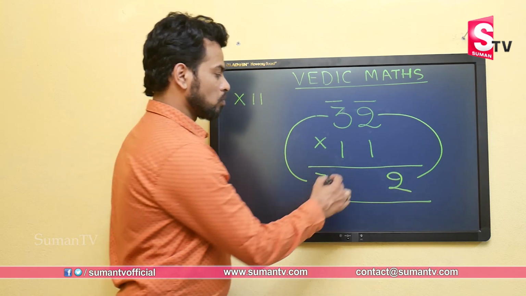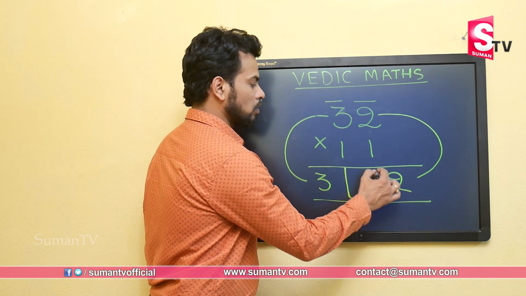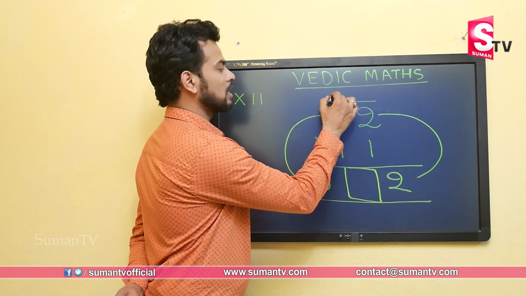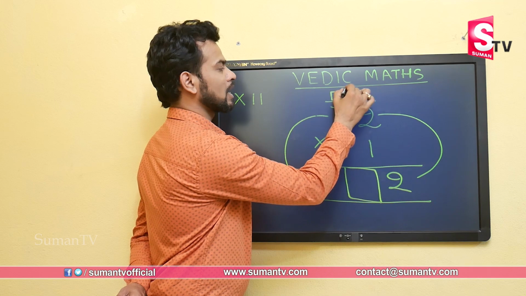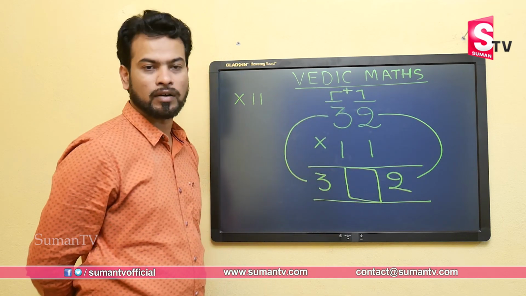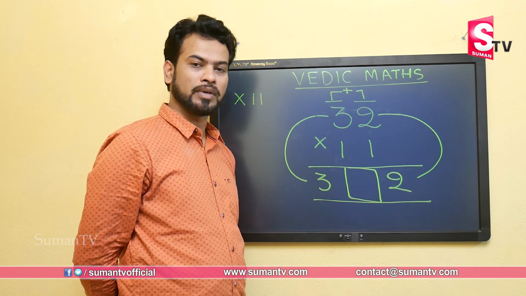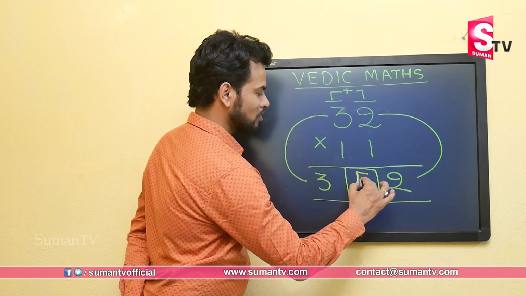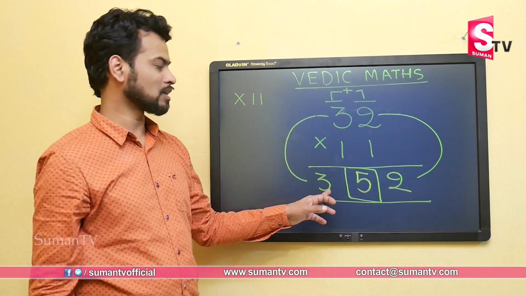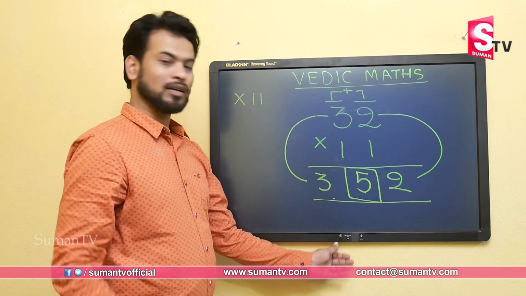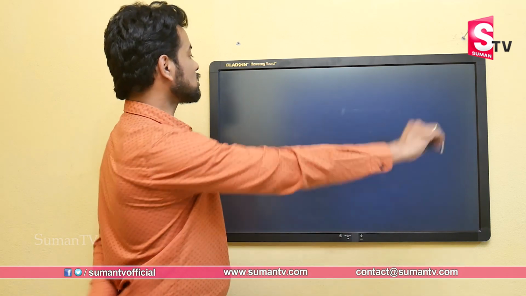So now we need a middle answer. Okay, what will be the middle answer? If you add this left side digit with this right side digit, so it is 3 plus 2. Whatever answer will come, that will be the middle answer. So the 3 plus 2, it is 5. So the final answer is 352. Okay, we will do two more examples.